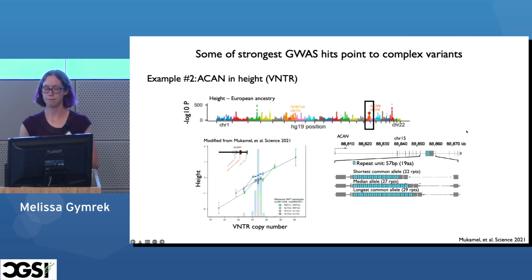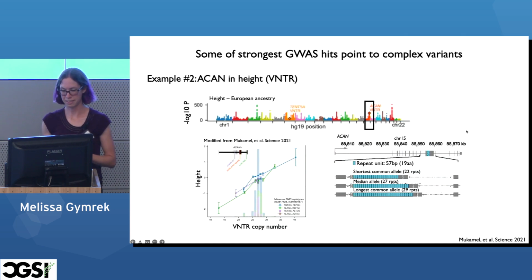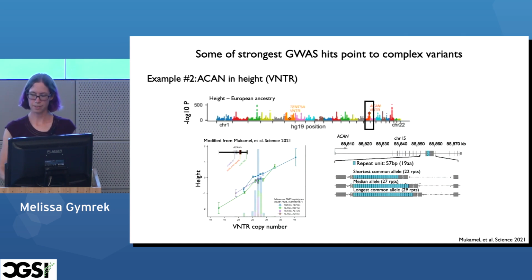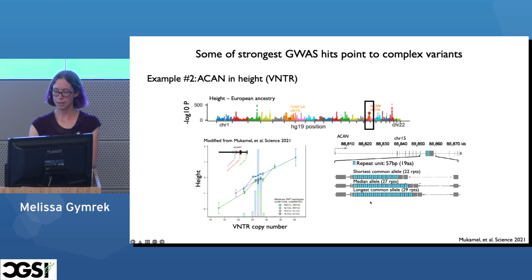One more of my favorite GWAS hits. This is an example for height. One of the top loci in the genome for height is in this region overlapping the ACAN, or aggrecan, gene. If you zoom in to that gene, there's actually a polymorphic tandem repeat. This is quite big, in a coding region, where there's a repeat unit of 57 base pairs. And depending on your copy number of that repeat, that's really what is driving the association signal in this region.